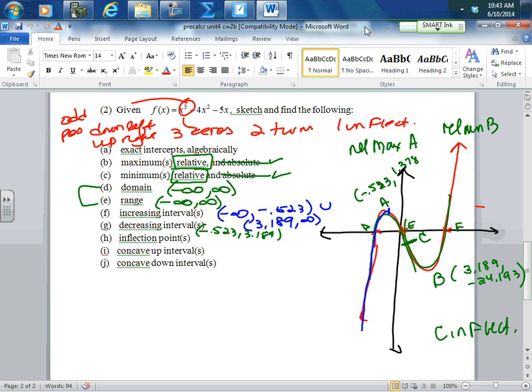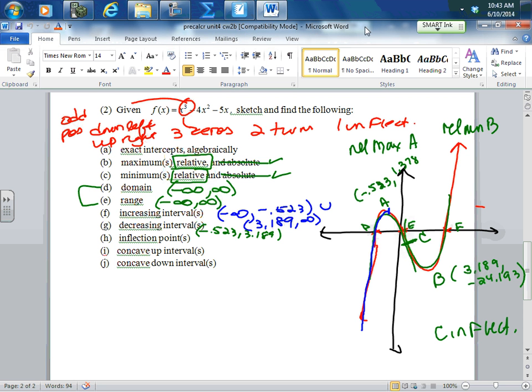Now, once you hit all your decreasing and increasing, you should be able to look at it and have one continuous curve. So from negative infinity to the negative 0.5, from the negative 0.5 to the 3.1, I'm just giving you the first decimal, from the 3.1 to infinity. Do I cover my whole curve? Yes. Now, your inflection point.